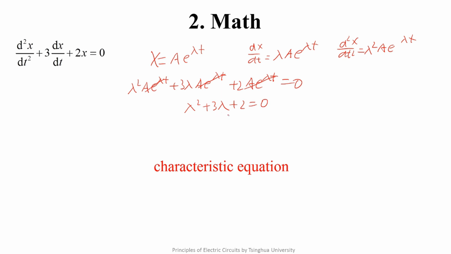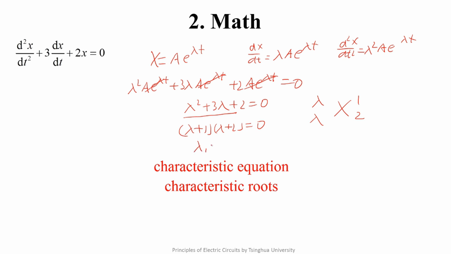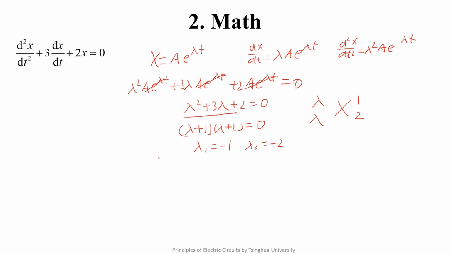It is a quadratic algebraic equation about lambda, which is different from the first order. We can solve it by the method of completing the square. That is like this way. So the expression can be factored easily. That is lambda plus 1 times lambda plus 2 equals 0. So its two roots are lambda 1 equals minus 1, lambda 2 equals minus 2. So a times e to the power of minus t and b times e to the power of minus 2t are general solutions of the equation.